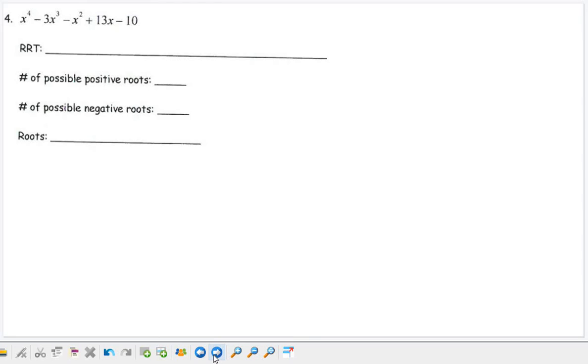So I'm going to give you a second to do P over Q. You can pause the video if I happen to move a little quicker than you are, but you need to practice.